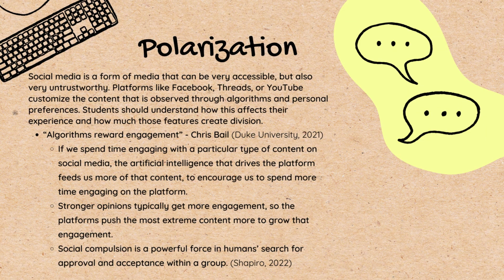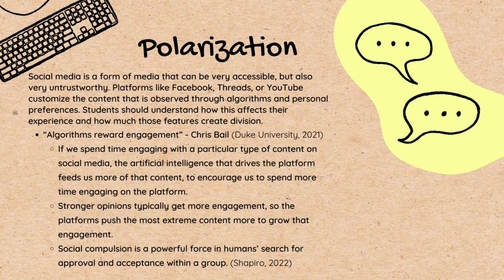Polarization. Social media is a form of media that can be very accessible but also very untrustworthy. Platforms like Facebook, Threads, or YouTube customize the content that is observed through algorithms and personal preferences.